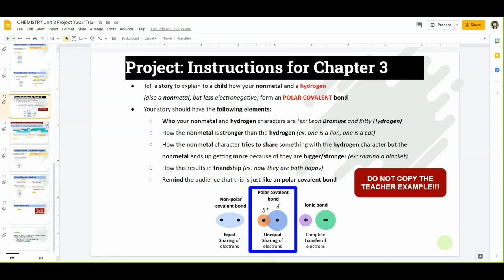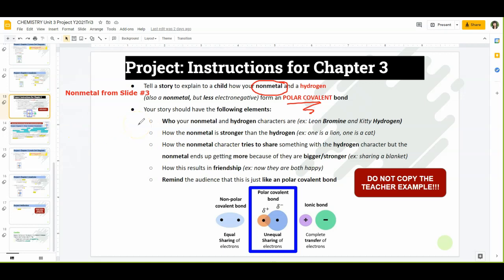Hello students, this is the instructions for slides 13 through 17 of the Unit 3 chemistry project. So taking a look here, this last part is just going over polar covalent bonds. This is going to be how you explain how your nonmetal from slide number 3 bonds with a hydrogen, which is also a nonmetal, but is the least electronegative nonmetal on the periodic table, to form a polar covalent bond, all right?